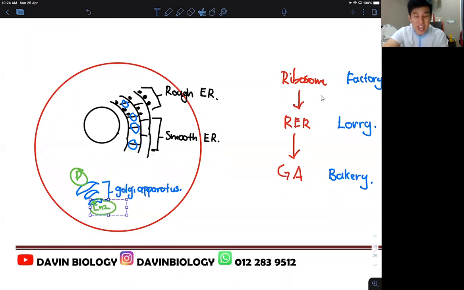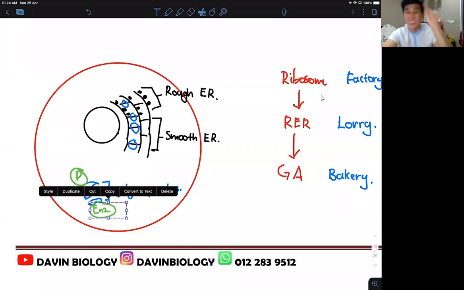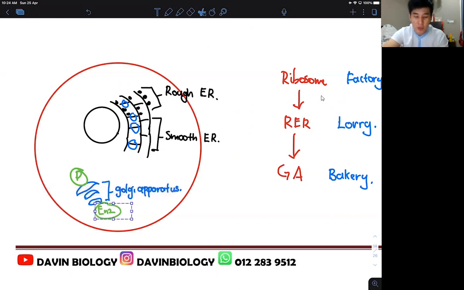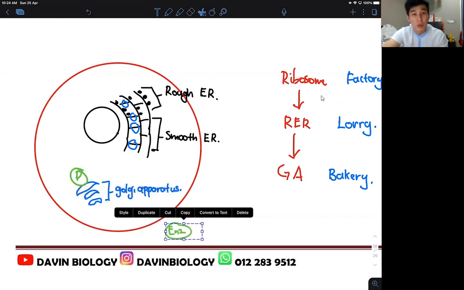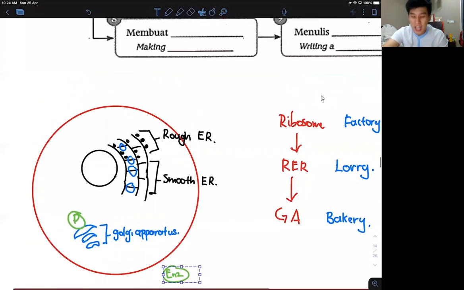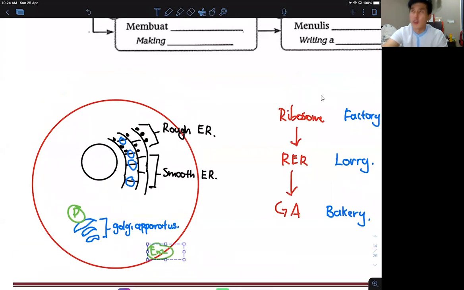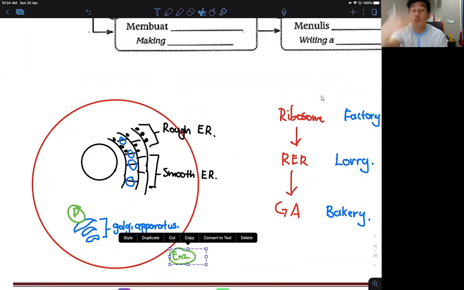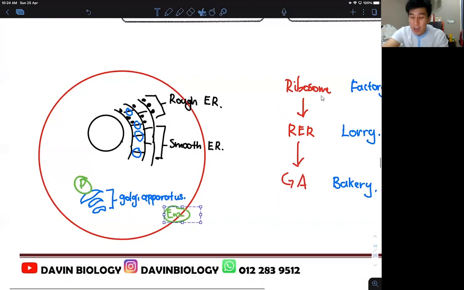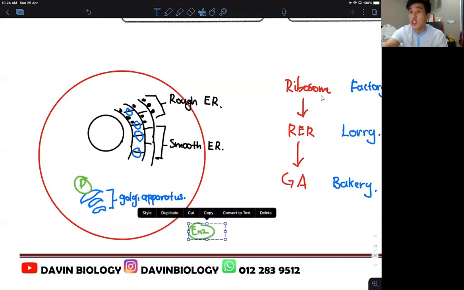But sometimes the enzyme is for your body to use. Let's say this is your body cell. I want to produce the enzyme for your stomach to digest food, for example. So then I might need to transport it out of the cell. So usually we will transport it out of the cell, because like your hormones and your antibodies are for your body to use. So it needs to come out of the cell.